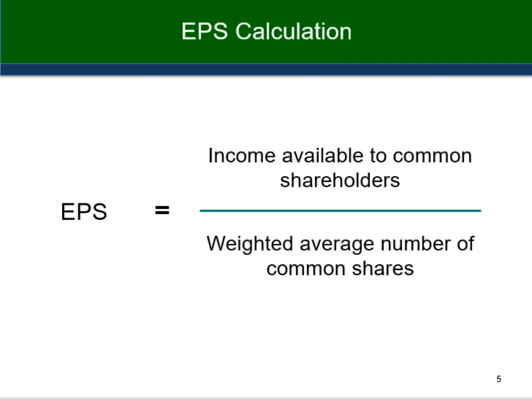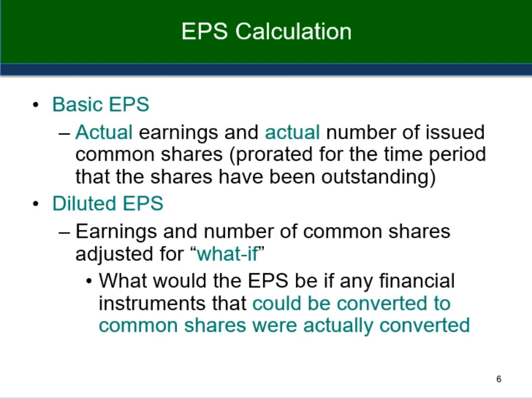But if they haven't been outstanding for the whole year, then the capital provided by the issue of those shares is not available to management to earn income during that period. So we take the income available to common shares minus any preferred dividend entitlements, and divide that by the weighted average number of common shares outstanding during the year. That's the basic form. We take actual earnings and the actual number of issued shares and calculate the earnings per share available for each individual common share.